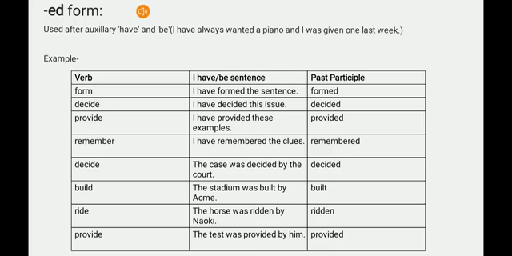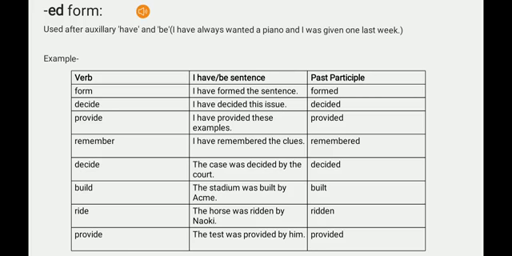Now with examples we will be able to understand this. We use the auxiliary have or be. For one example we'll take here, I have always wanted a piano. Now I have. Have is the auxiliary verb and wanted is the ed form. So I have always wanted a piano and I was given one last week. So we will be taking certain examples here. In the first bracket we have the verb. In the second bracket we have the auxiliary verb, the supporting verb. And in the final one we have the past participle, the verb in the past form, the ed form. Fine. So let us look into it.